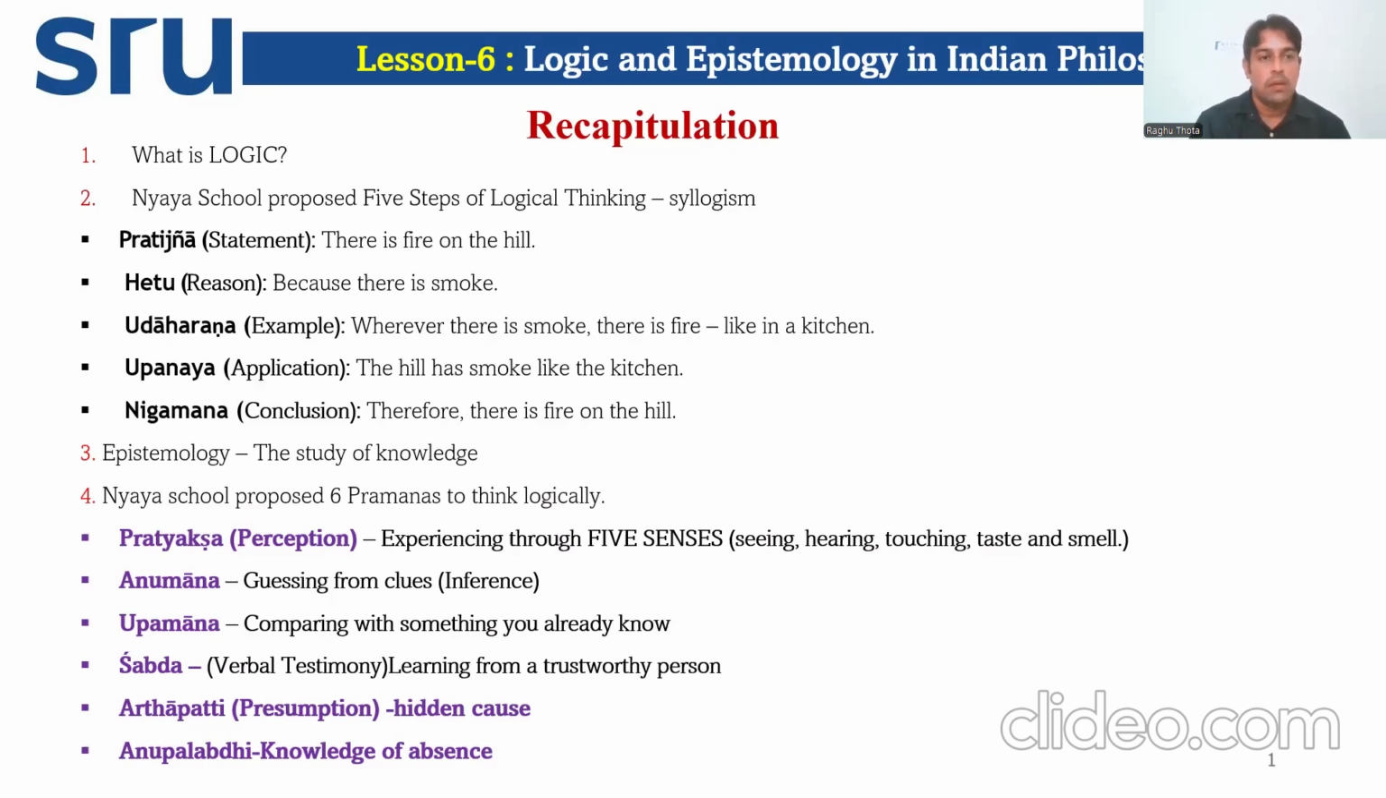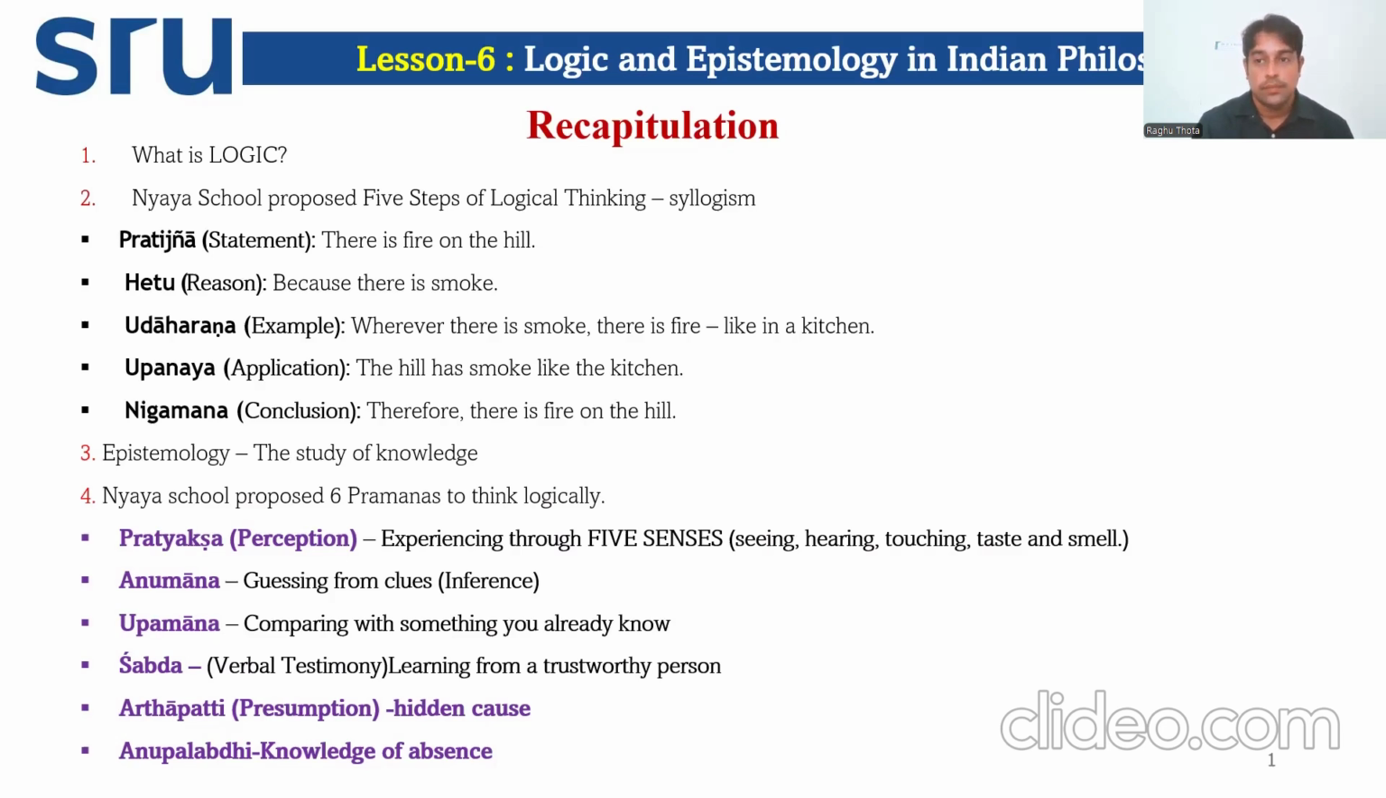What are the 5 steps it has proposed for right logical thinking? Step number 1, pratigna, which means statement. So what is the statement or the situation? There is a fire on the hill. That is a situation or a statement. And you need to find the reason behind it. Why is there a fire on the hill? You're trying to find the reason, which in ancient terminology we call hetu. So you're trying to find out the reason, that there is maybe a smoke. That is called identifying the clue or a reason, which we call hetu.